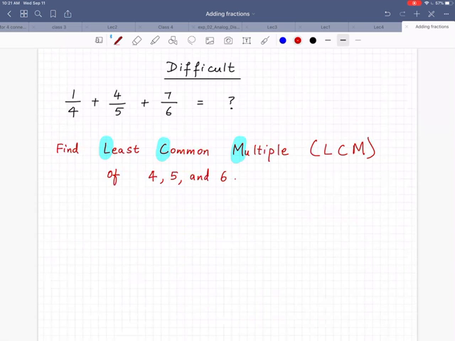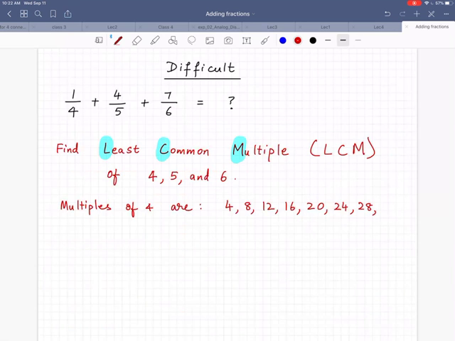So if I want to find the least common multiple of 4, 5, and 6, the easiest way I can do that is by writing the multiples of 4. The multiples of 4 are 4, 8, 12, 16, 20, 24, 28. Let's see, let's write a few more. 32, 36, 40, 44, and so on, right?